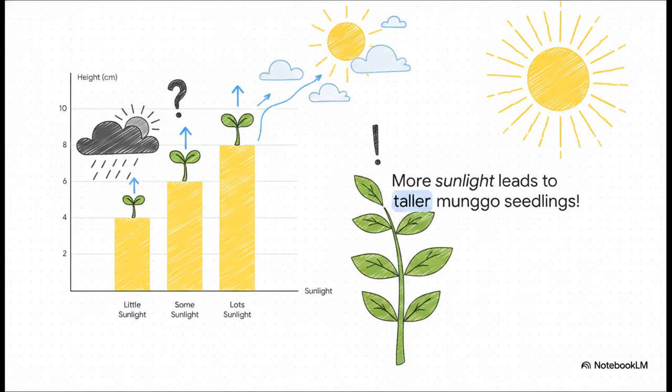After 5 days, when we plot our recorded data, the pattern is just undeniable. The seedling with little sunlight grew to 4 centimeters. The one with some sunlight hit 6 centimeters. And the seedling with lots of sunlight, a full 8 centimeters. By laying out the results like this, we aren't just guessing anymore. The pattern is perfectly clear right in front of our eyes.